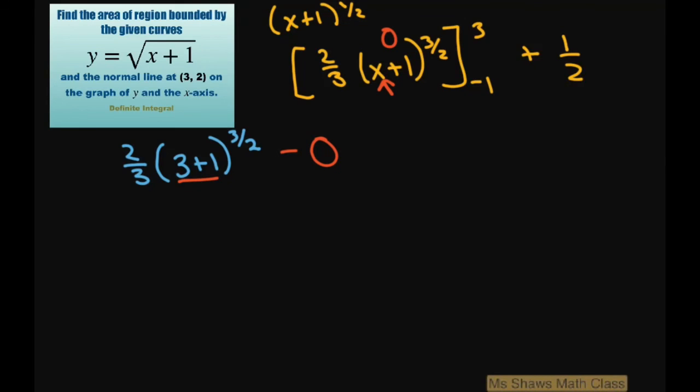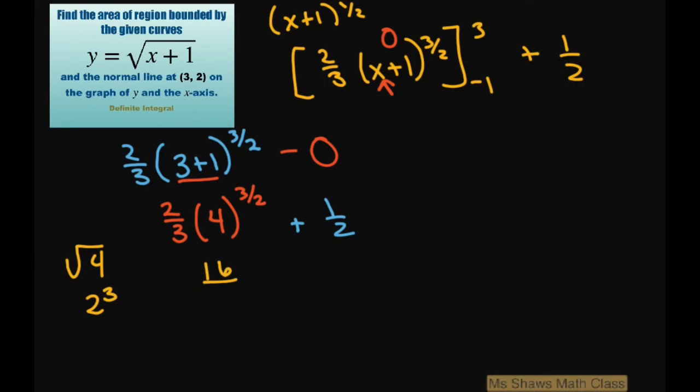So this is going to be 2/3 times 4 to the power of 3/2, plus we have this 1/2. So when you square root 4, you get 2, then you cube it. So this is going to be 16/3 plus 1/2. And that's going to equal 35 divided by 6. And that is your final answer. That is your area. Thank you. Have a nice day. Bye-bye.